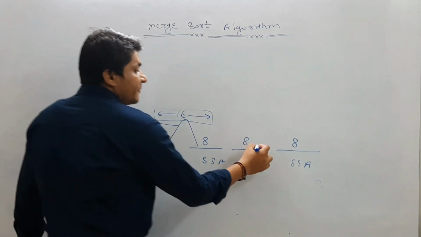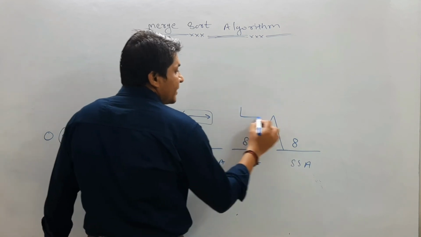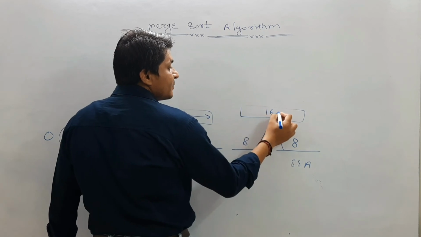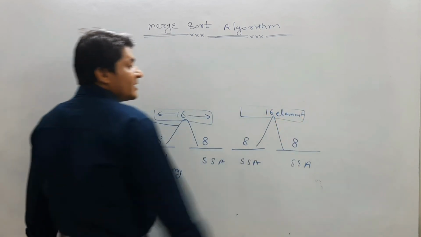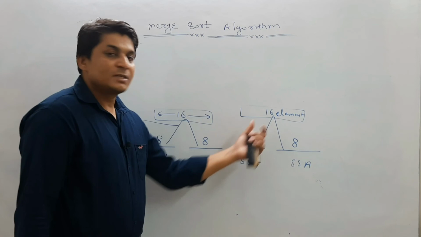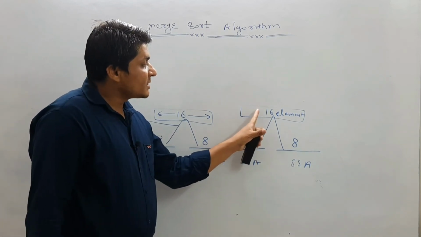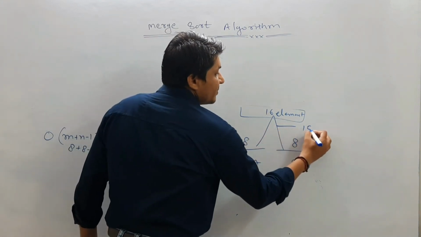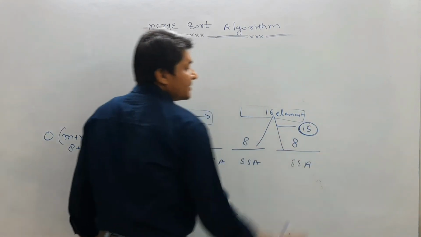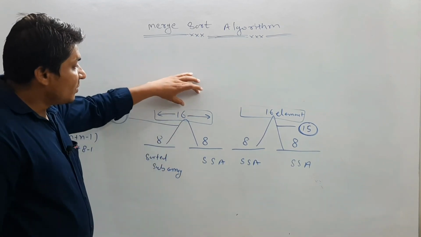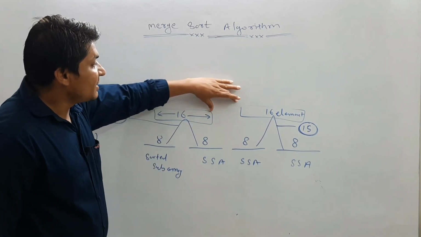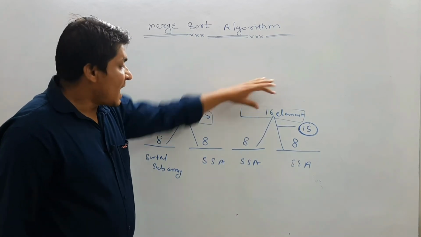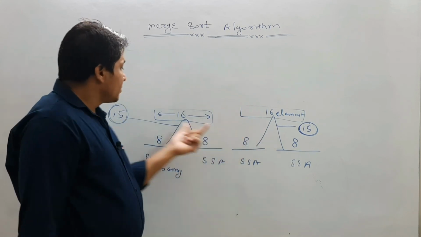Now similarly, if you merge these two sorted subarrays, after merging you will get one sorted array that contains 16 elements. How many comparisons do you need to merge these? At maximum 15 comparisons. So again it takes 15 comparisons. Correct? After merging we are getting sorted subarrays, and this is also a sorted subarray.